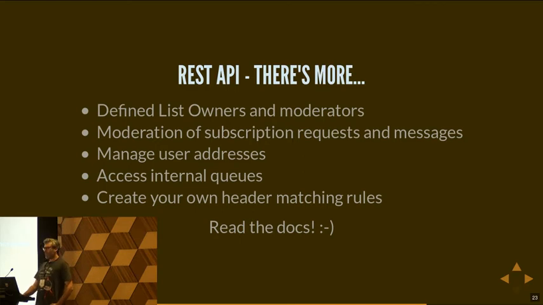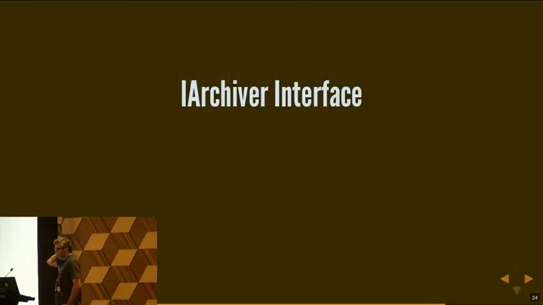So much for the REST API. Now the IArchiver interface, that's the one, as I said, the REST API is basically for management of mailing lists, and the IArchiver interface is for the content of mailing lists, like the mailing list posts.